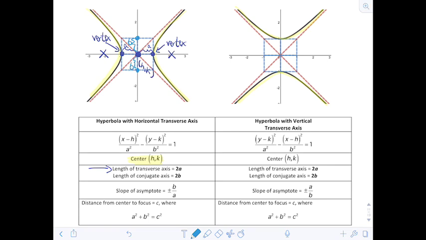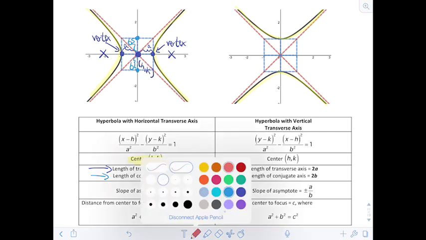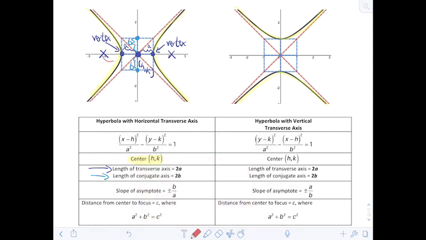And those are also considered co-vertices. We don't use that term as much with the conjugate axis or with hyperbolas like we do with ellipses, because literally those endpoints are on the function or on the conic section itself. So the length of the conjugate axis is 2b. Now the distance from the focus point to the center, once again, is c.